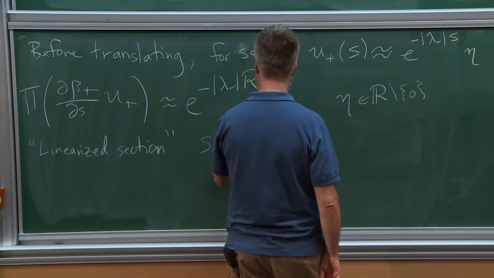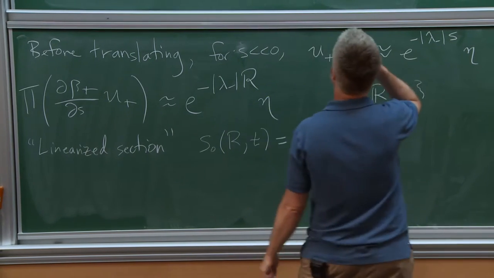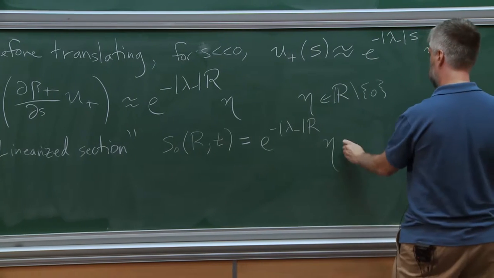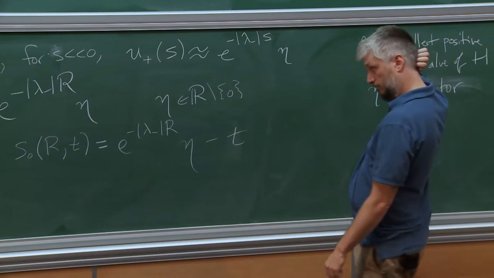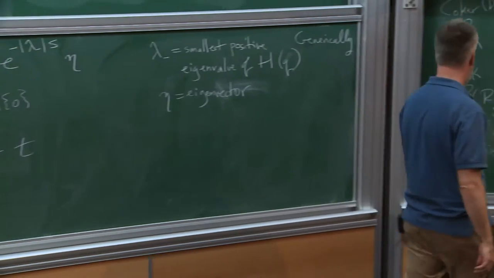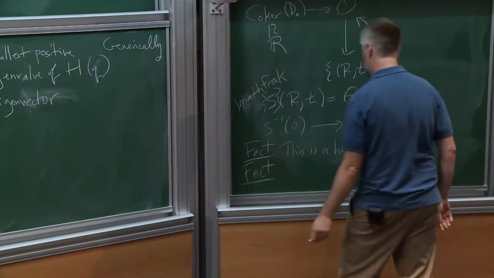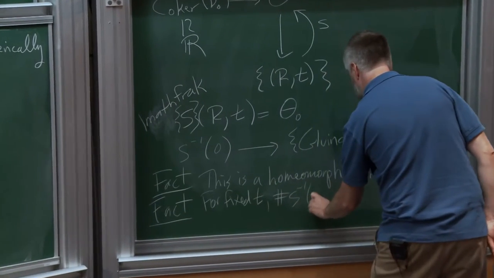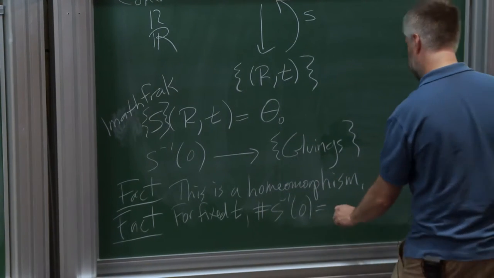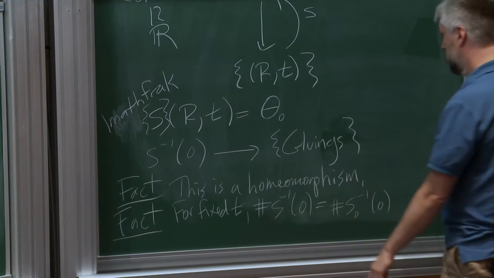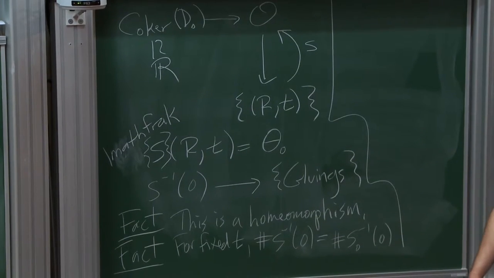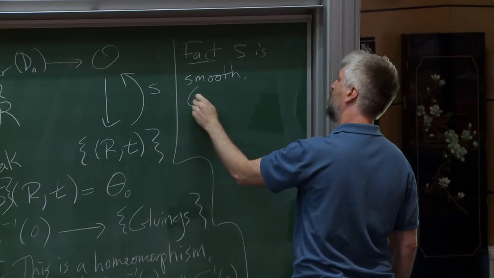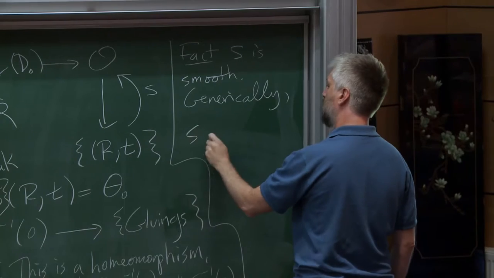So S0 of R, T is now e to the minus lambda minus R times eta minus T. That's my section. And then the next fact you need, let's put it this way. For a fixed T, the number of zeros of the actual section, counted with, say, Z mod 2 or counted with signs, is equal to the number of zeros of this linearized section. If you want to do this carefully, there are a billion technical things you need to check. Another fact you can check is that S is smooth, and generically, S is transverse to the zero section.